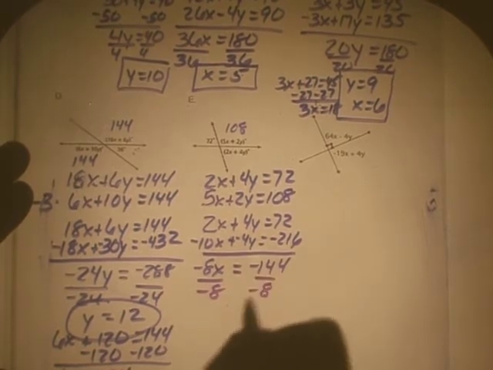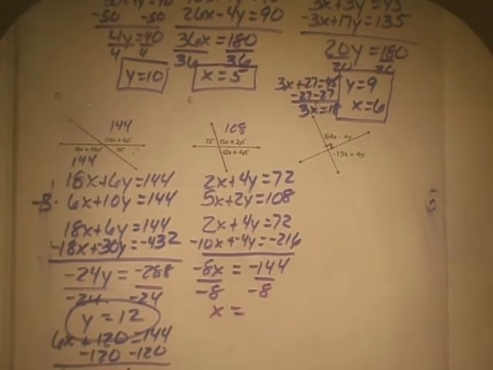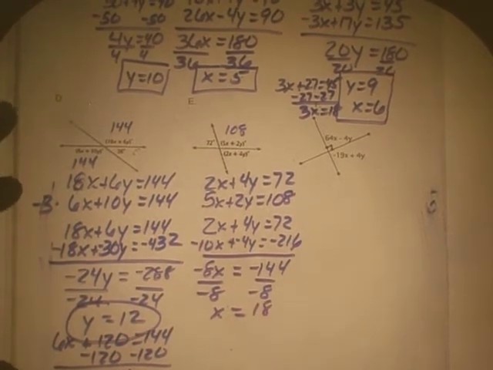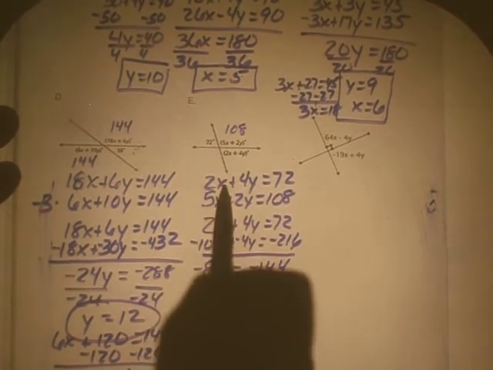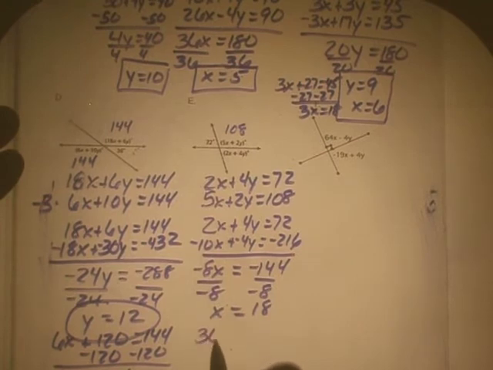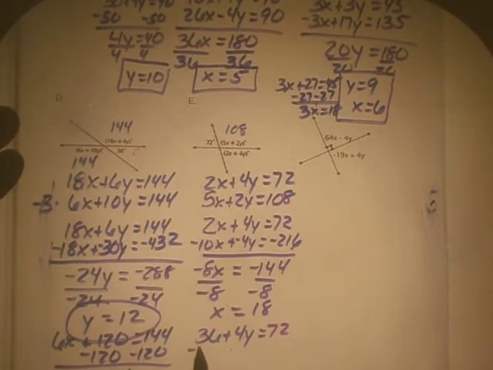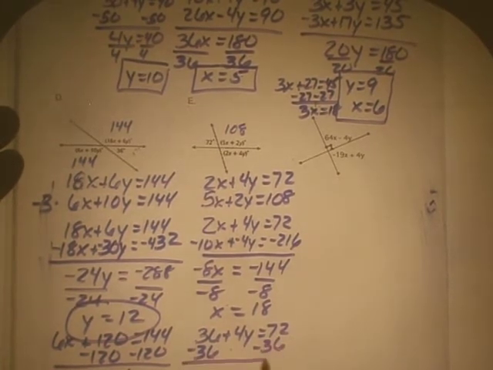And when you divide both sides by negative 8, excuse me, x equals 18. I'm going to put that number into this first equation. 2 times 18 is 36, plus 4y equals 72. Subtracting 36 from both sides, you have 4y equals 36. And when you divide by 4, your y equals 9.